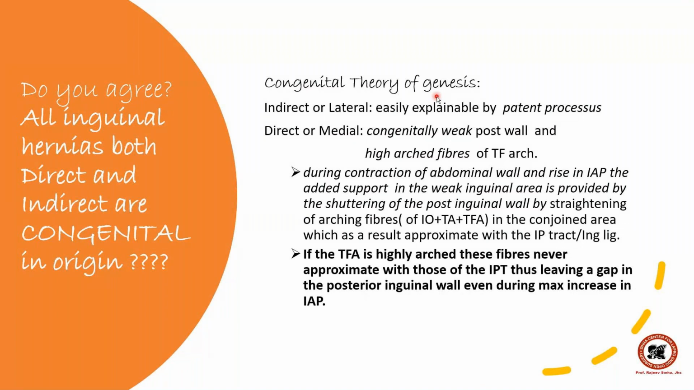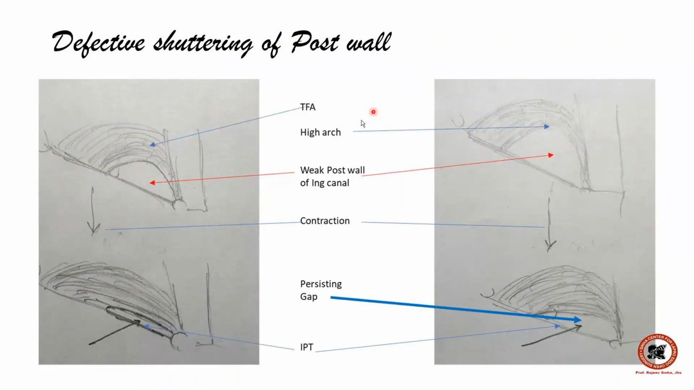Now, let's see this more. These are the arch fibers. Let's examine this area. This is the transversalis fascia. The rest of the layers have been removed, and these are the fibers. So when there is a contraction of the abdominal wall, these fibers straighten up. See, they have straightened up, and they'll be approximating the iliopubic tract. That's the iliopubic tract. So it closes or reinforces the posterior wall.